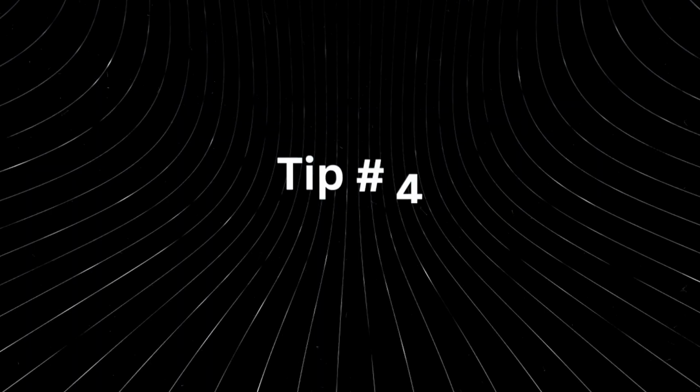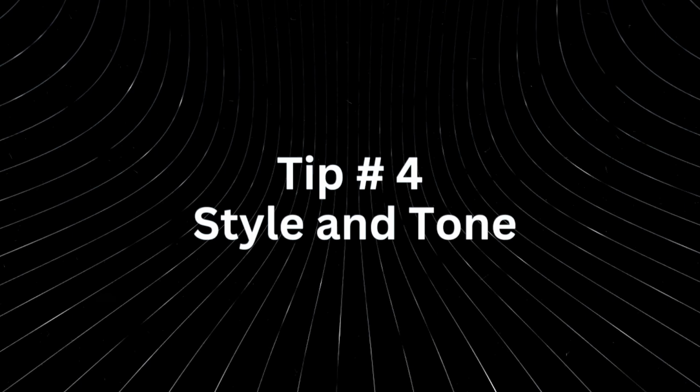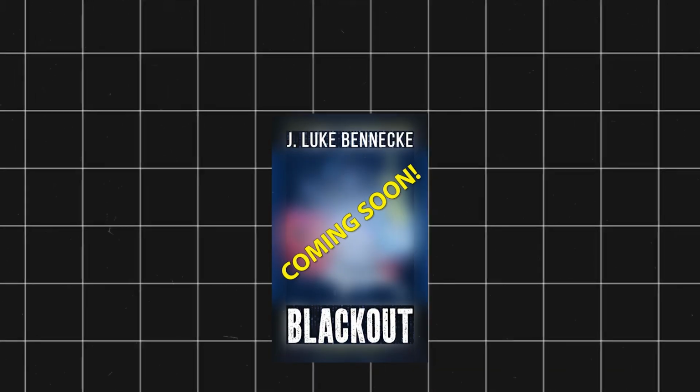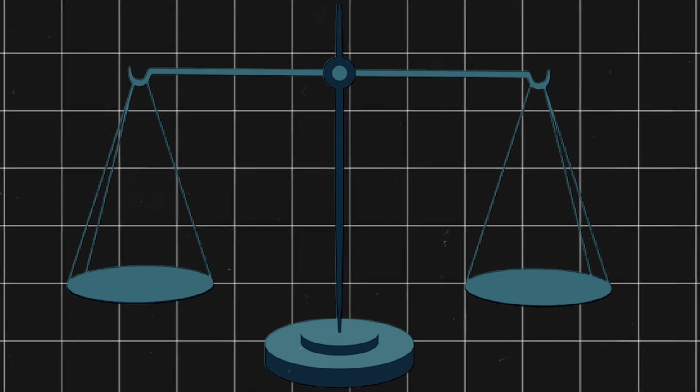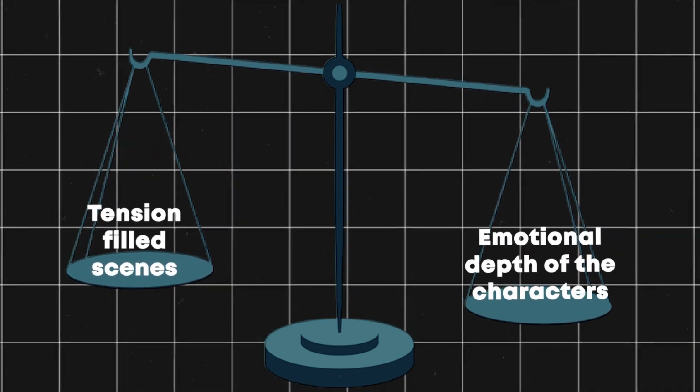All right, tip number 4. Style and tone. Pay attention to style and tone. Is the narrative consistent, for example? In Blackout, line editing polished the narrative, maintaining a nice little balance between the tension-filled scenes and the emotional depth of the characters.